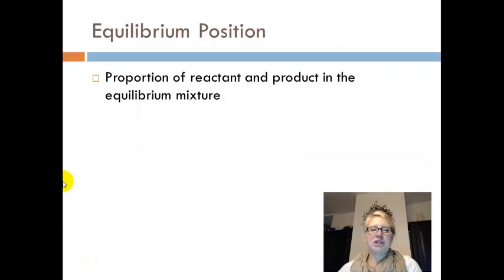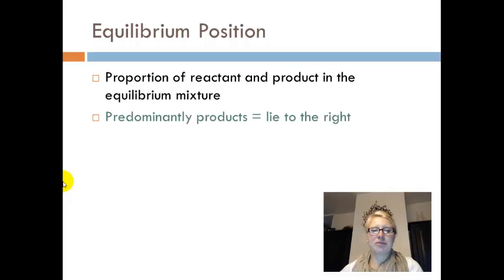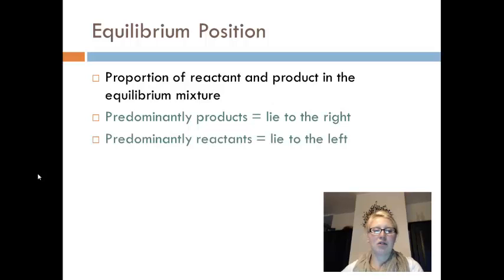The equilibrium position is the proportion of reactant and product in the equilibrium mixture. When you have predominantly products, we say that the equilibrium lies to the right. When we have predominantly reactants in our mixture, we say that the equilibrium lies to the left.